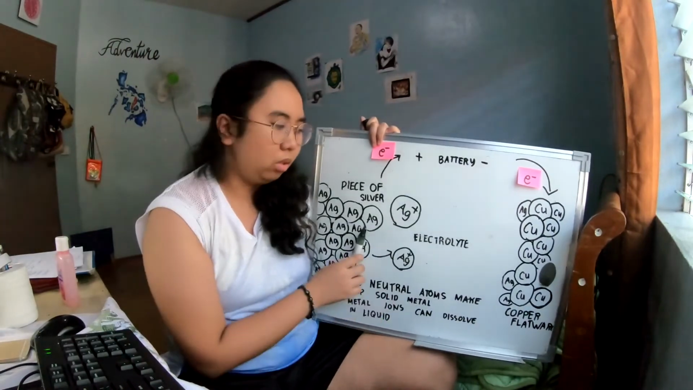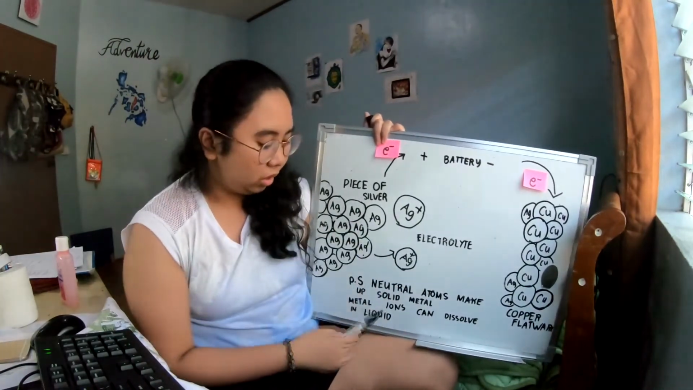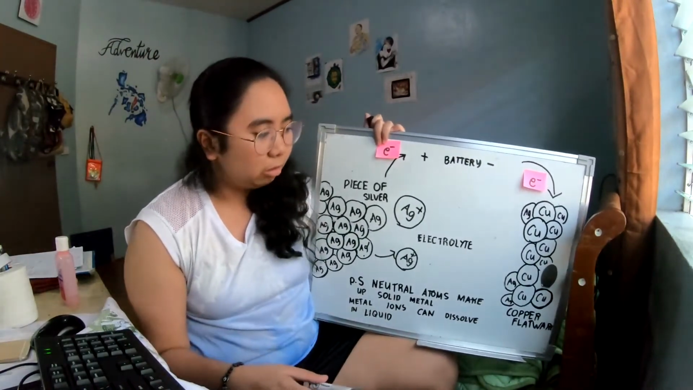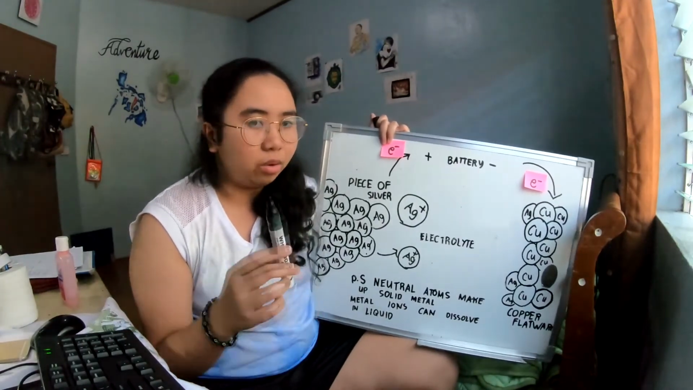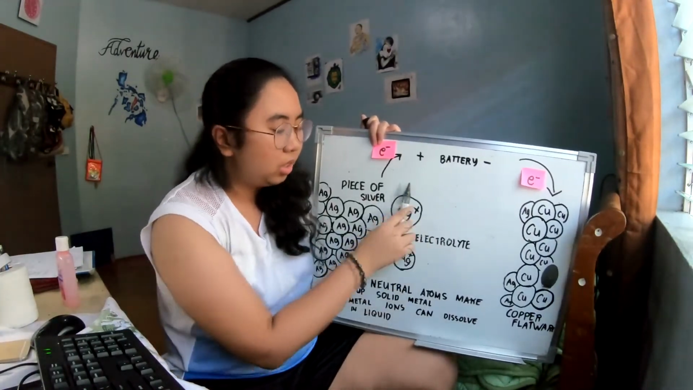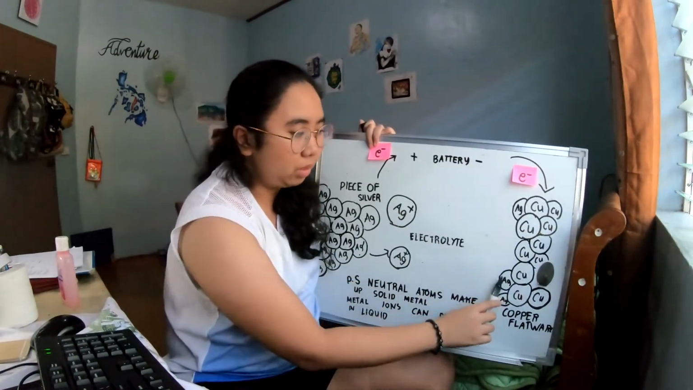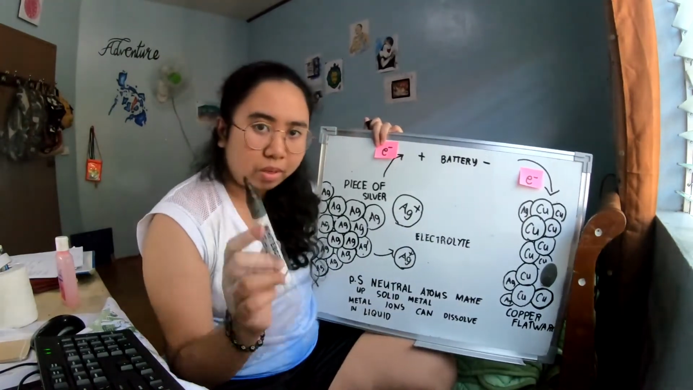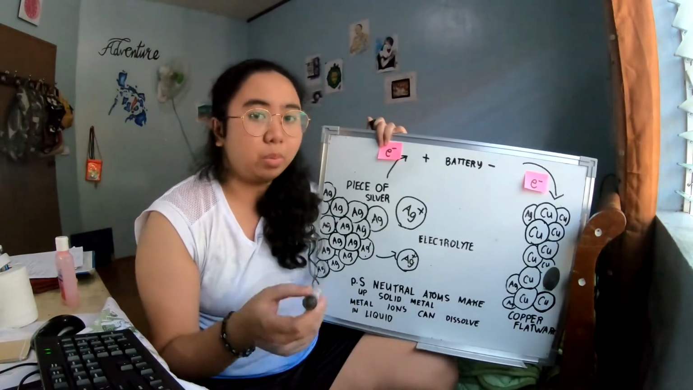Now, it is now part of the solution. It is no longer liquid because it became an ion. Now, we have to find a way in order to stick these silver atoms into the surface of this copper. That is when the battery will do its work.